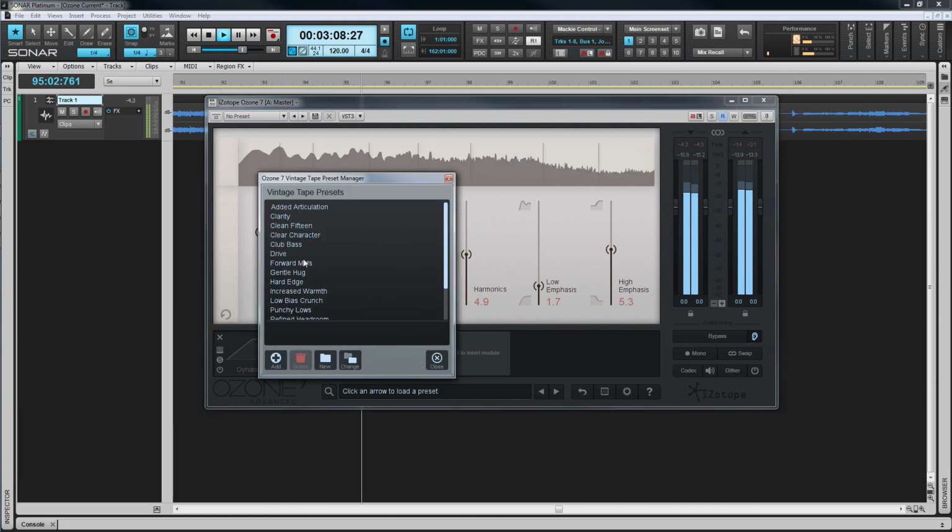Listening to the differences between some of the presets is a good way to learn how these controls interact with each other.